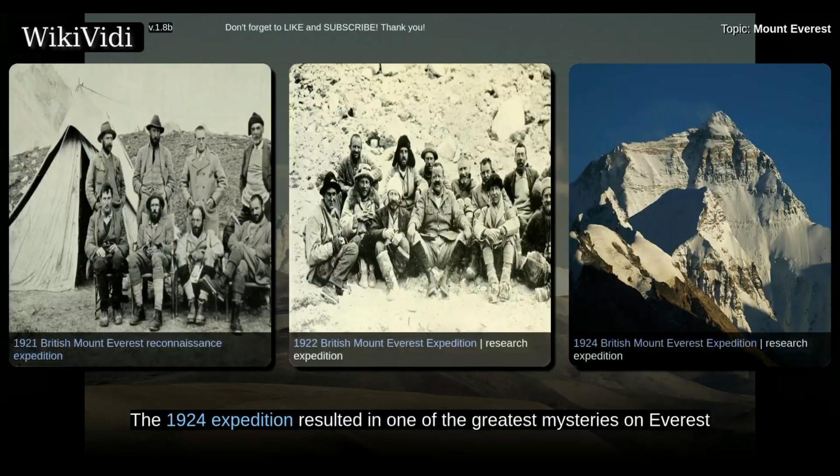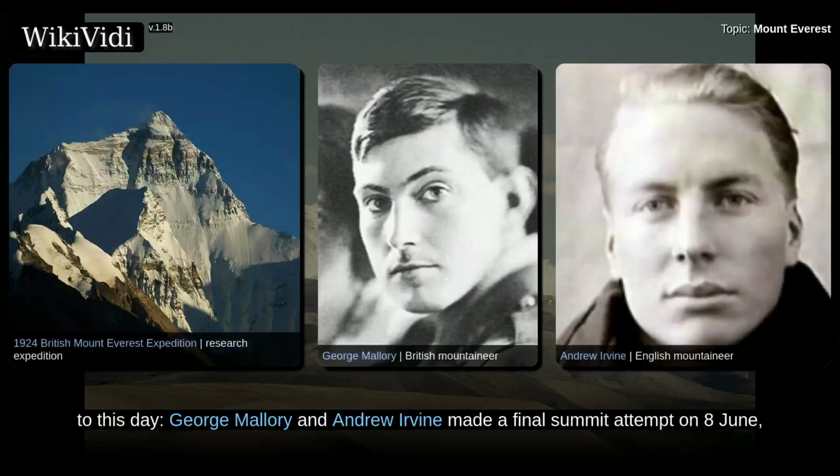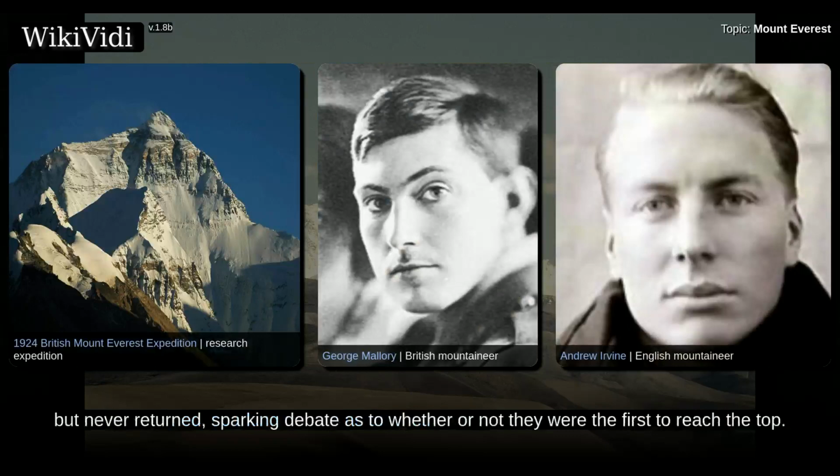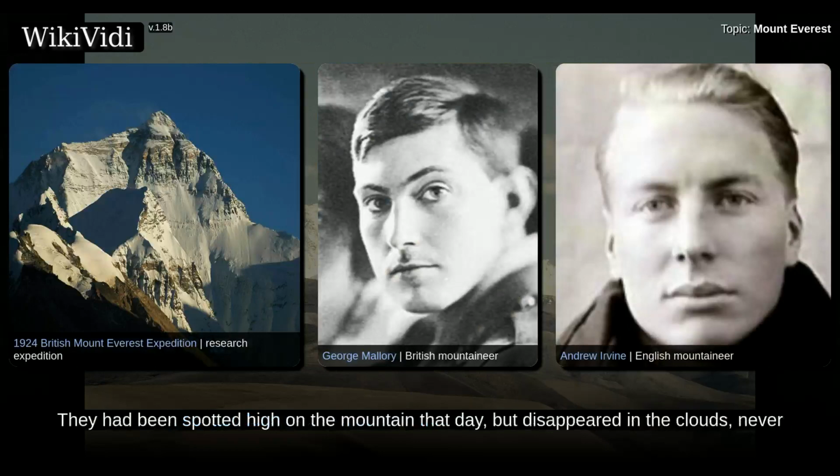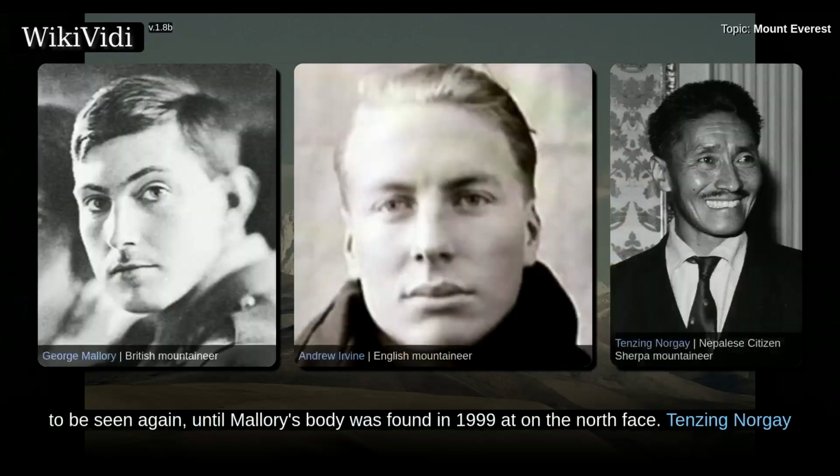The 1924 expedition resulted in one of the greatest mysteries on Everest. George Mallory and Andrew Irvine made a final summit attempt on the 8th of June, but never returned, sparking debate as to whether or not they were the first to reach the top. They had been spotted high on the mountain that day, but disappeared in the clouds, never to be seen again, until Mallory's body was found in 1999 on the north face.